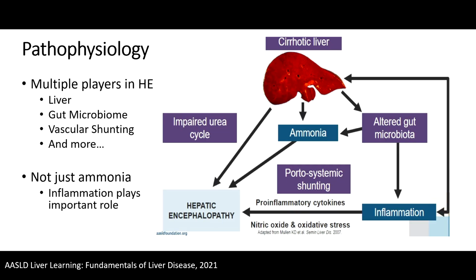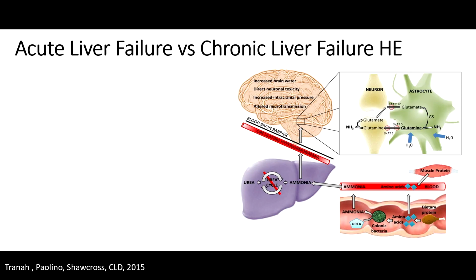One thing that's going to be a highlight and a tip for you is that this is not just about ammonia. I recognize it is the biggest one in the middle there, saying ammonia, but ammonia is not the only driver of this, and it is actually not helpful to check ammonia levels in this situation. So let's talk a little about defining acute liver failure versus chronic liver disease and how hepatic encephalopathy is different in these two entities.